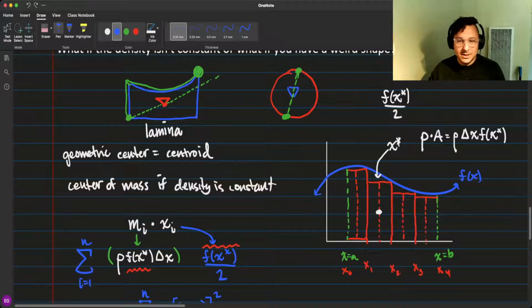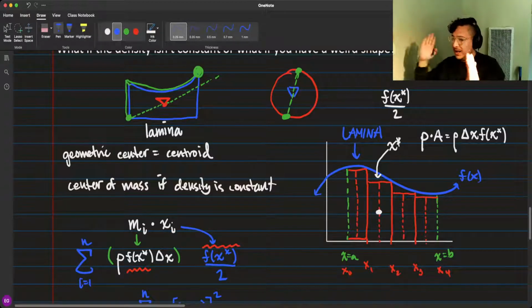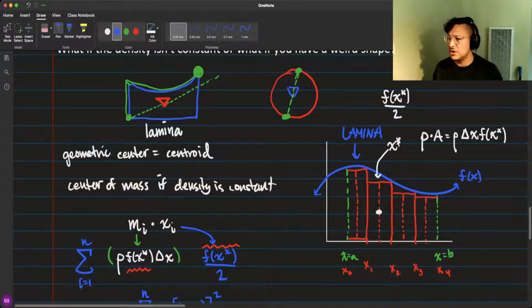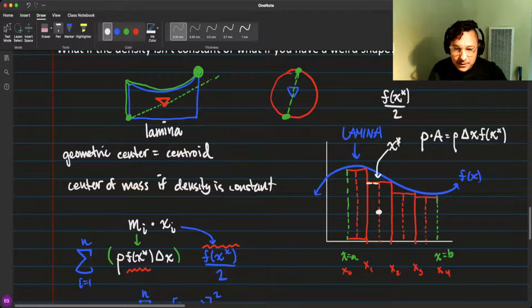So here is our lamina. And like everything we've been doing with integrals, we decided to break it up into 4 representative pieces with rectangles, right? So we have our x0, our x1, our x2, our x3, and our x4. They split up from A to B into the 4 parts. We always just draw it with 4. And we draw our 4 rectangles, and then we decide to look at one of these rectangles right here. We're looking at this one.